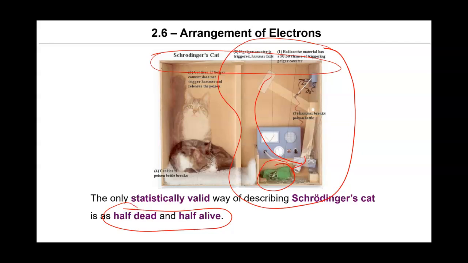and half alive. And this was just a little fun experiment by Schrödinger to illustrate the point of don't take statistics too seriously. Of course, there's no such thing as a half dead and half alive cat. It's just the best way that we have of describing the cat if we can't see in the box.